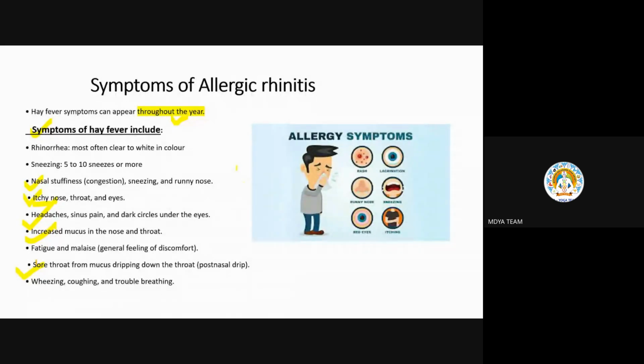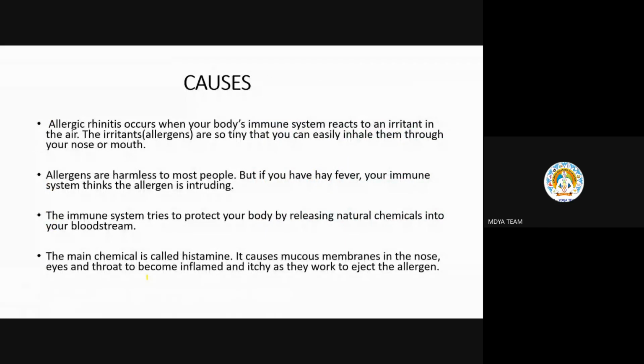Hopefully these symptoms are clear to all. Okay. Yes, ma'am. Very good. Okay, now causes.